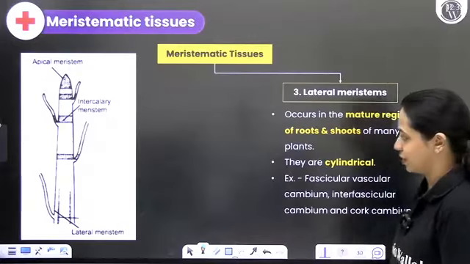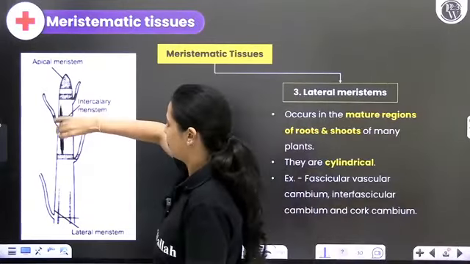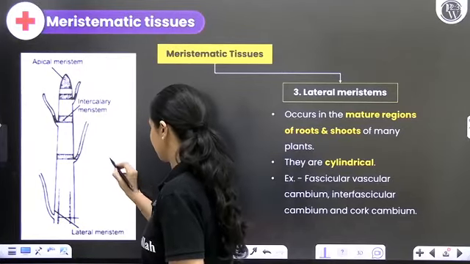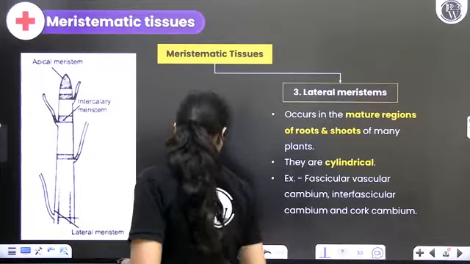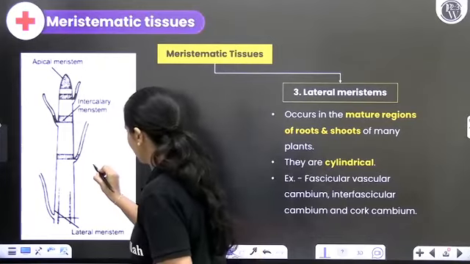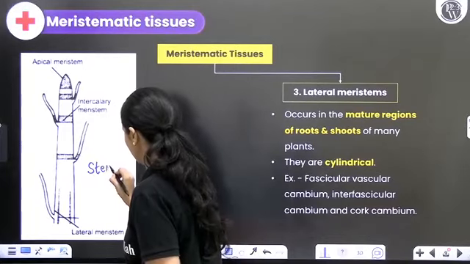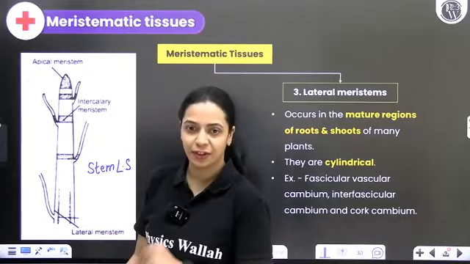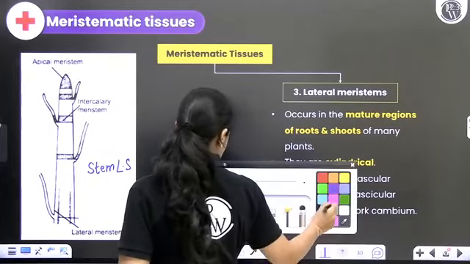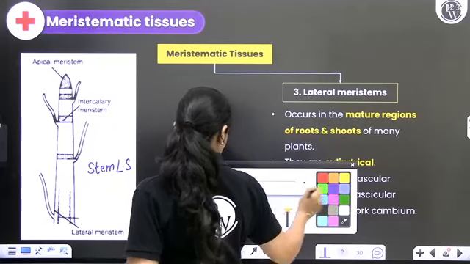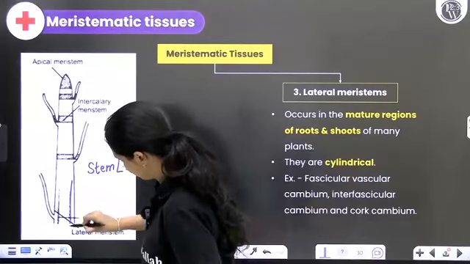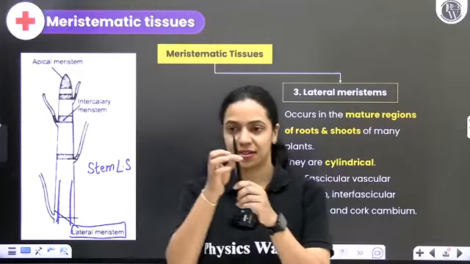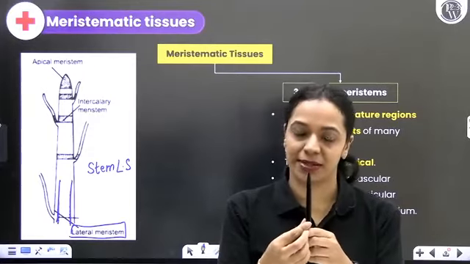Here is the lateral meristem. What you're looking at here is one plant. We've taken a longitudinal section of the plant. This is the stem. We have taken a longitudinal section of the stem. So you can see different types of tissues here. On the sides over here, you can find lateral meristem. So if this is a stem, on the sides you can find the lateral meristem.